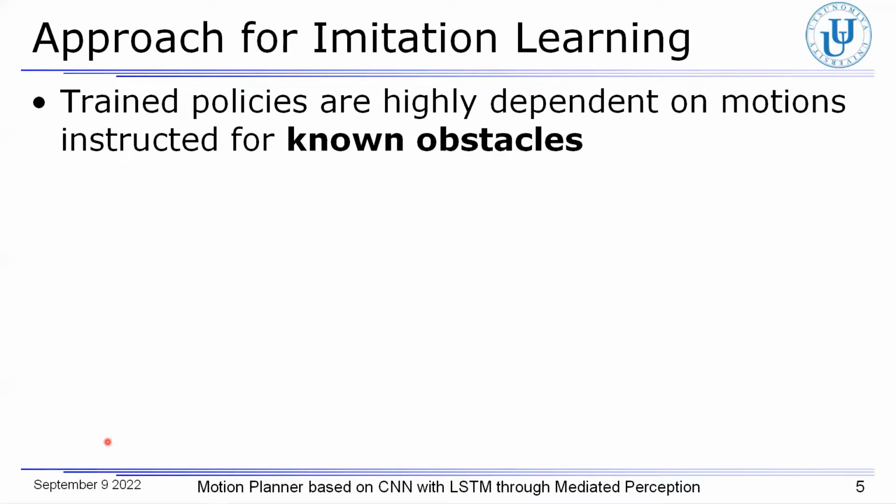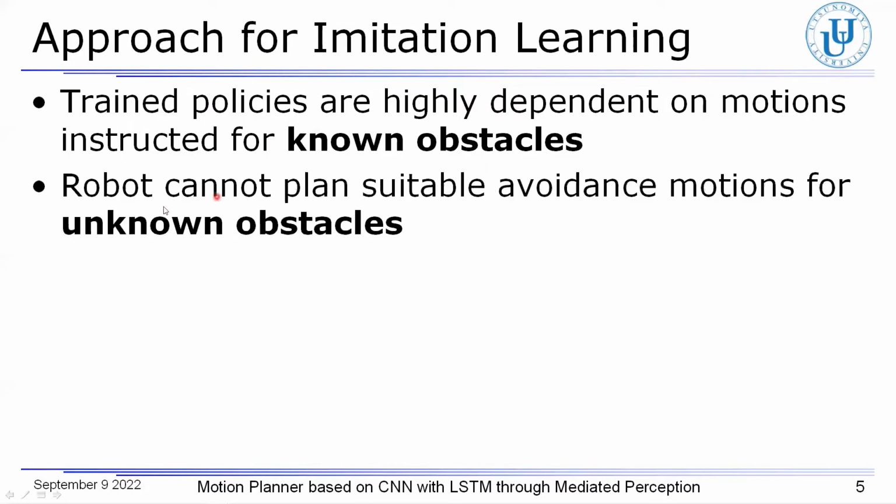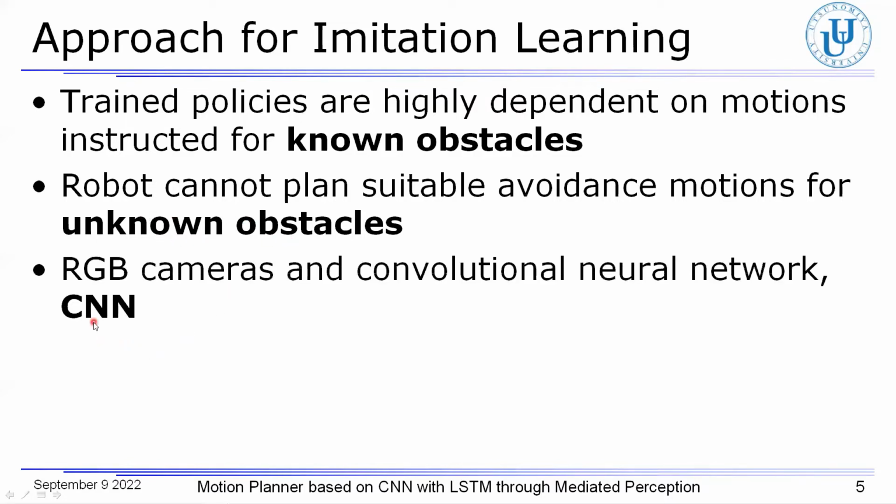However, the trained policies are highly dependent on the instructed motions for the obstacles known to the robot. So, it is difficult for the robot to plan avoidance motions suitable for unknown obstacles. For this problem, we use RGBD cameras instead of the 2D LiDAR. For image inputs, features of obstacles are extracted by using a convolutional neural network, CNN.